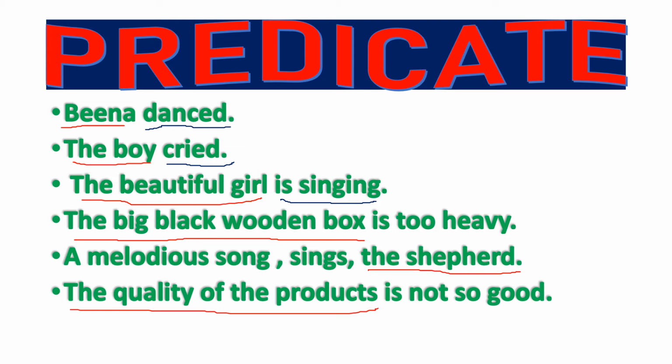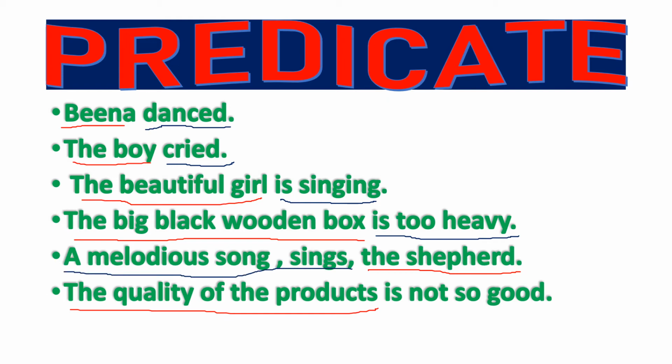Now we can come to the fourth sentence. The big black wooden box is the subject of that sentence. What is the remaining portion of that sentence? Is too heavy. So that's the predicate of that sentence. Now coming to a little complicated sentence. A melodious song sings the shepherd. What is the predicate here? The shepherd is the subject that we know. Then what else is remaining? A melodious song sings. These are the remaining portion. So that is the predicate of that sentence.